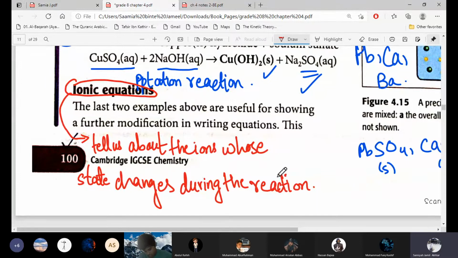In ionic equations, we will write about those ions which change during the reaction, like in the starting, on the reactant side they were aqueous, but on the product side they are in the solid form or the gaseous form or the liquid form. So we will write those ions in the ionic equation whose state changes during the reaction.